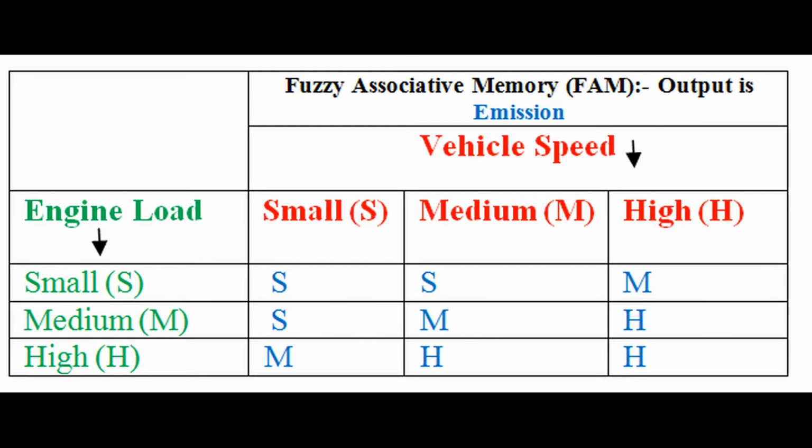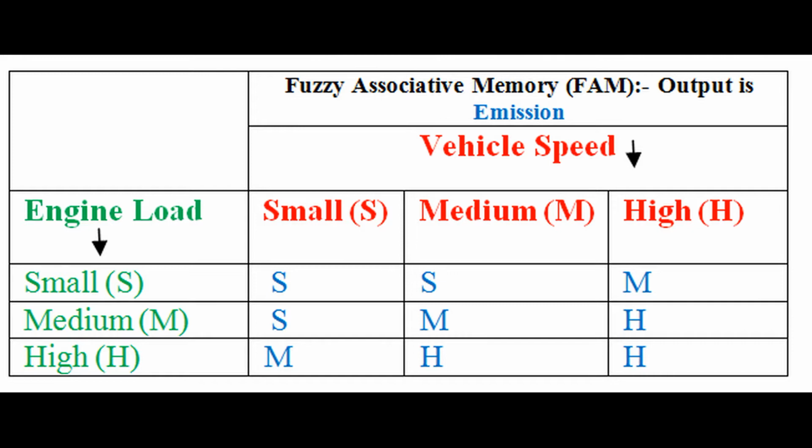Let's consider an example to better understand this problem. Here, we have given three partitions for input 1. You may call it partition K1, that is, input 1, the vehicle speed, is divided into small, medium and high, that is 3 partitions. Similarly, 3 partitions for input 2, or you may call it K2: for input 2 we have the engine load as small, medium and high. And finally 3 partitions for the output variable. The output variable here is emission, and again we have divided it into small, medium and high.